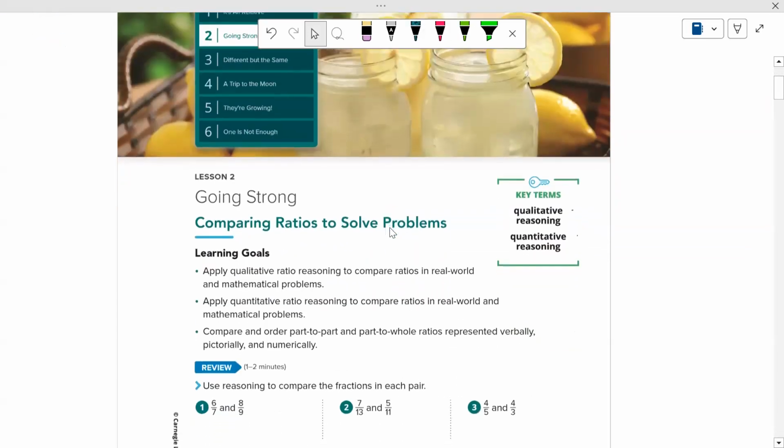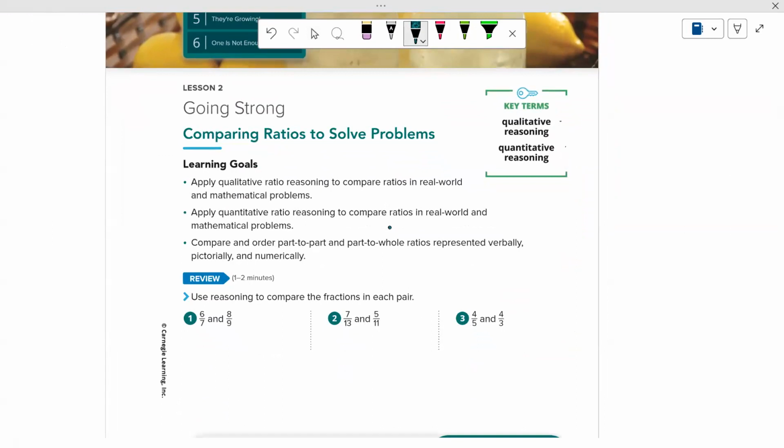Our learning goals today are applying qualitative ratio reasoning to compare ratios in real world and mathematical problems. And then we are going to apply quantitative reasoning to compare ratios in real world and mathematical problems. And then we're going to compare in order part to part and part to whole ratios represented verbally, pictorially, and numerically. All right, here we go.